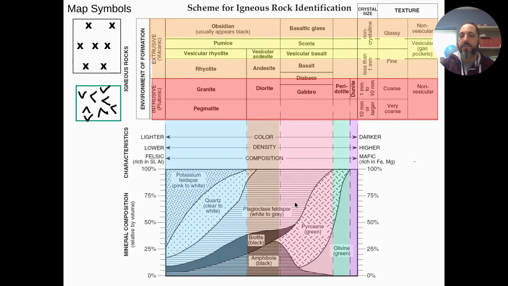All right, so you see we've got some map symbols over here. This is what we often see for our different igneous rocks. But that's it. This chart we're going to be using a whole lot during this unit, so get yourself familiar with it, and we're going to be moving on to our sedimentary rocks next.